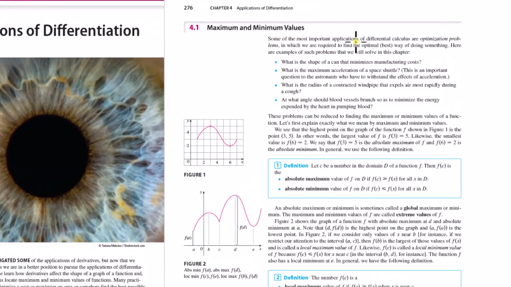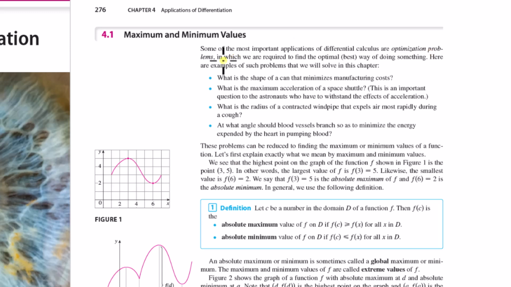Some of the most important applications of differential calculus are optimization problems, in which we are required to find the optimal or the best way of doing something. So what they're saying here when they're referring to optimization problems is you have a function. So right now we're talking about just single variable functions, functions of one variable, like y is a function of just x. That function could represent something in real life, like the shape of a can, or the acceleration of a space shuttle, etc. And you want to find maximum and or minimum values of that function. That's an optimization problem. The most optimum is the maximum or minimum value of a function.